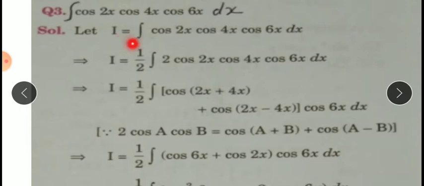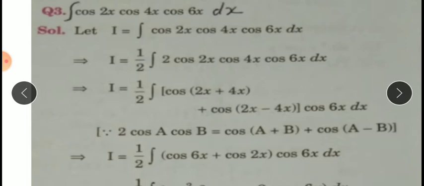Consider I is equal to integration cos 2x, cos 4x, cos 6x. This is considered as I. Multiply and divide by 2, same as the last question. 1 upon 2 integration 2 cos 2x, cos 4x, cos 6x. See, this expression is written in the form of multiplication. We have to convert it into the form of terms.